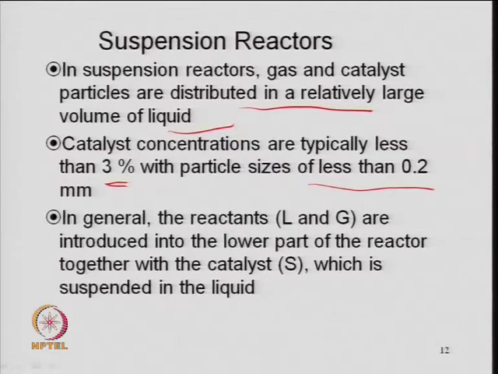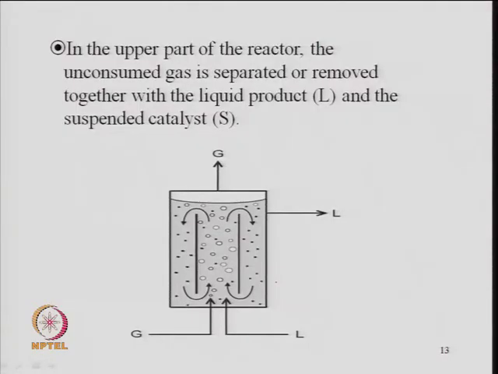In general, the reactants, liquid and gas, are introduced into the lower part of the reactor together with the catalyst, which is suspended in the liquid. Generally gas is bubbled from the bottom, just like in a slurry bubble column reactor. The advantage here is that you have good contact between the gas, liquid and solid. So your transport resistances can be minimized by using the stirrer. You can have the mass transfer resistances at their lowest level, because you have a stirrer or a kind of agitation or back mixing there.